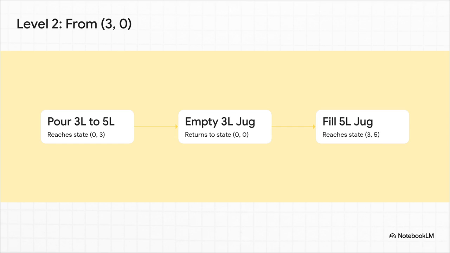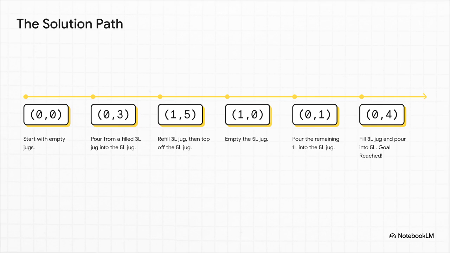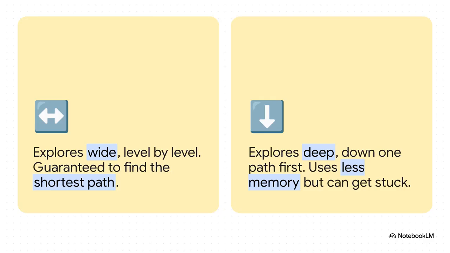So after exploring a bunch of different paths, level by level, the AI finally lands on this. This is the golden ticket, the optimal sequence of transitions. This path you see here is the step-by-step solution it discovered to get us to our goal, a state where that 5-liter jug has exactly 4 liters. Mission accomplished.